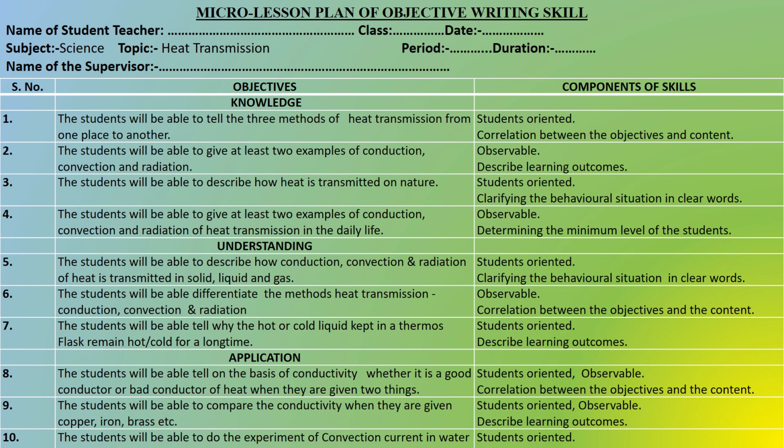The next point is the student will be able to compare the conductivity when they are given copper, iron and brass. This is again student oriented, observable behavior, describing learning outcomes. And the last point is the student will be able to do the experiment of convection current in water and draw the diagram. This is again student oriented and observable behavior.